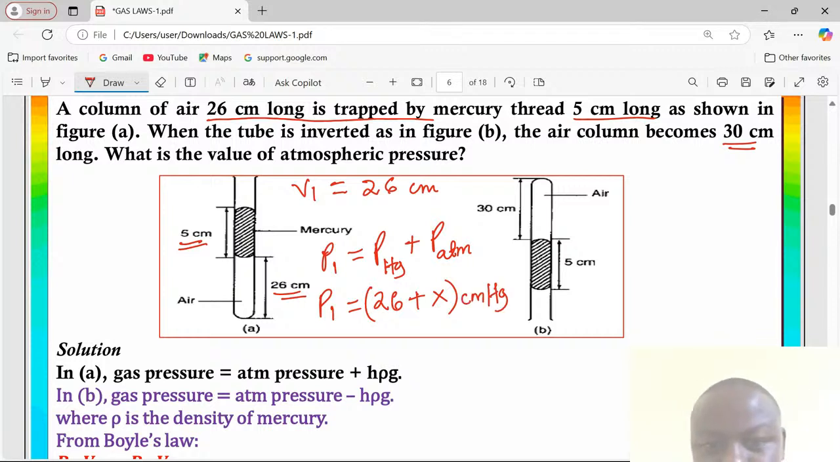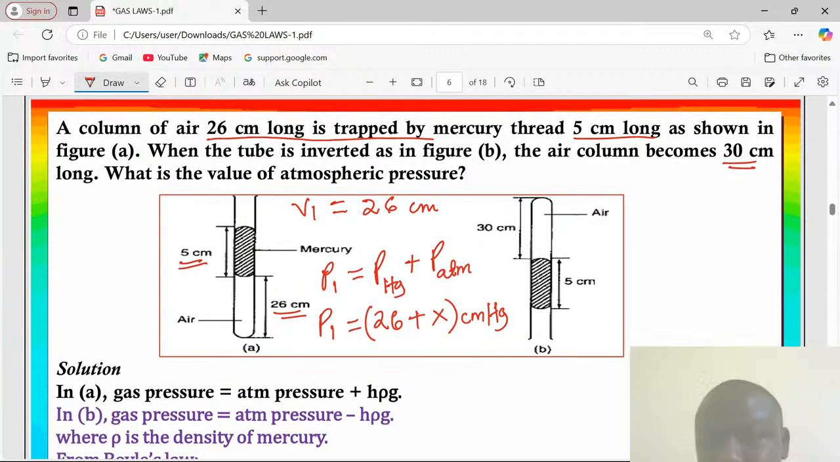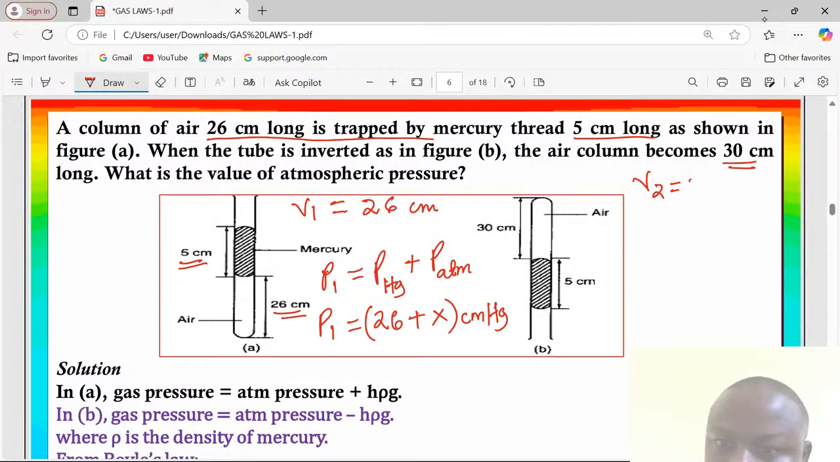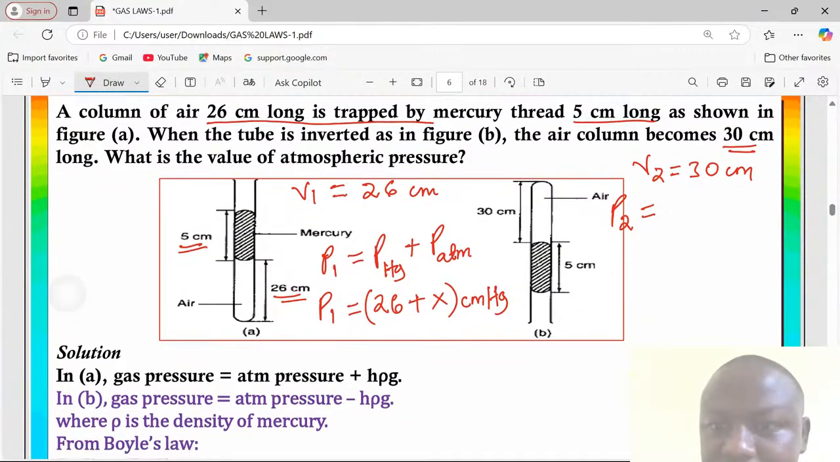Let's now look at the second case in part B. In part B, the new volume, volume 2, is now 30 centimeters. It is now 30 centimeters to represent the volume. That's a clear indication that pressure must have reduced. Therefore, what will be pressure 2 now?